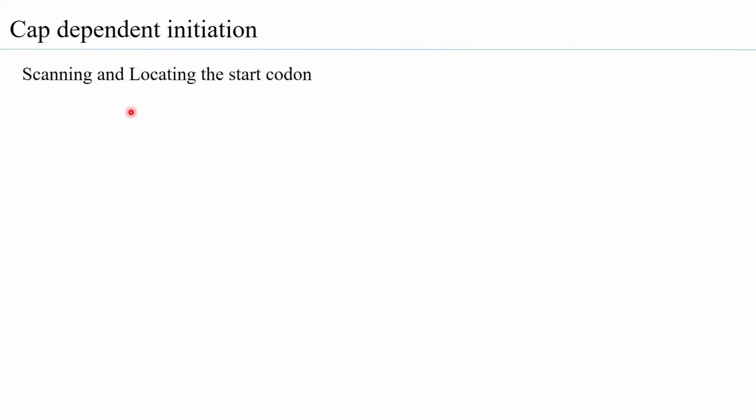The next step is scanning. Now what we have is that the 43S complex is bound to the 5' cap of the mRNA and also the 3' poly A tail of the mRNA. What the 43S complex has to do is scan the mRNA at the 5' UTR region. From where it is bound at the 5' cap, from that point on, it has to move and try to locate the start codon. So if this is the 5' cap and this is the 43S, the 43S will have to scan this region.